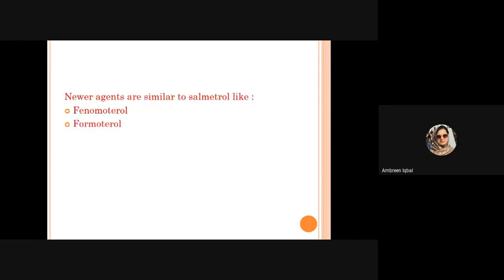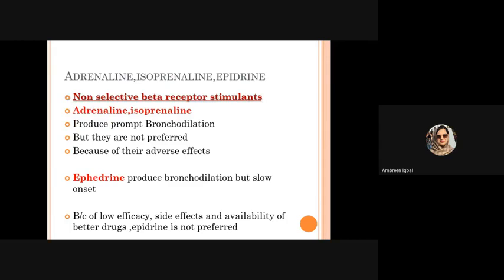Newer agents are also present, like salmeterol and formoterol. There are certain non-selective beta receptor stimulants: adrenaline, isoprenaline, ephedrine. They are non-selective, meaning they not only affect our required beta 2 receptors, they also affect beta 1, alpha 2, alpha 1, and beta 3. All these other receptors, so they produce many systemic effects, and due to so many side effects we preferably do not use them, even though they produce very good bronchodilation. Because of low efficacy, more side effects, and availability of better drugs, these drugs, and ephedrine especially, are not preferred.